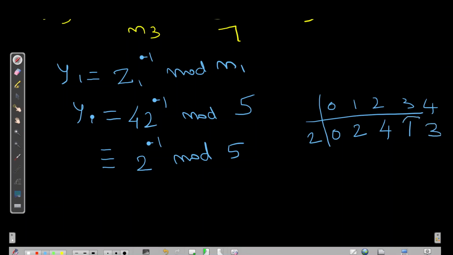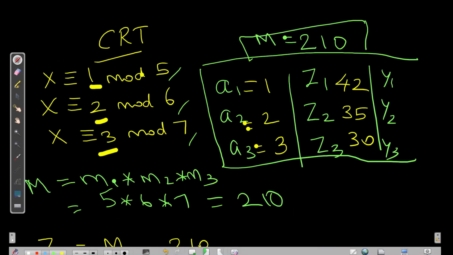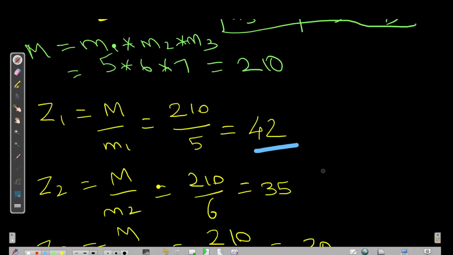So from this it is clearly understood that 1 is produced when you multiply 2 and 3, it produces residue as 1. So 3 is the inverse of 2. 3 is 2 inverse. So I can write that it's congruent to 3 mod 5. So y1 is 3. Go to the upper table and make that y1 is 3. Now similarly I'm going to find y2.